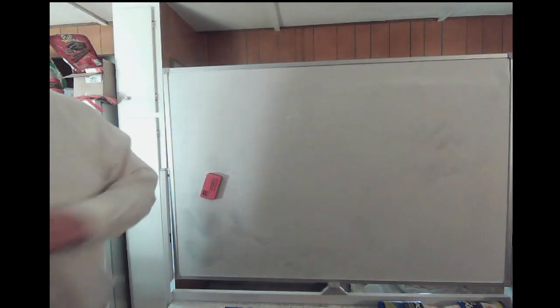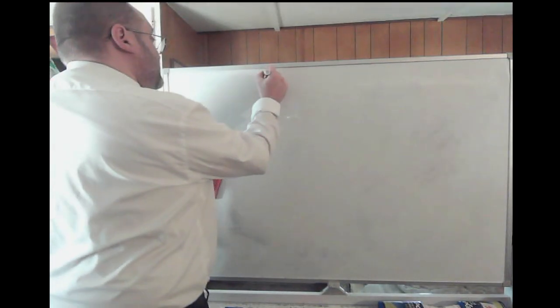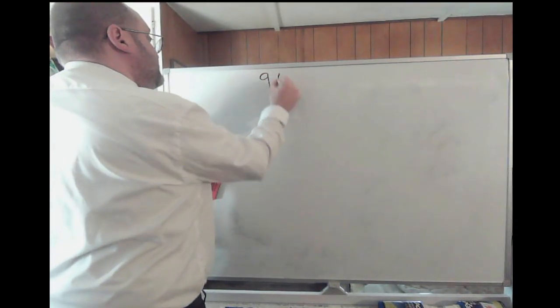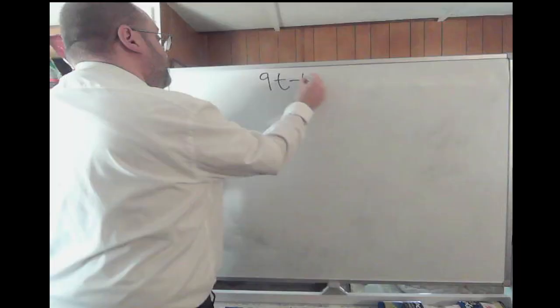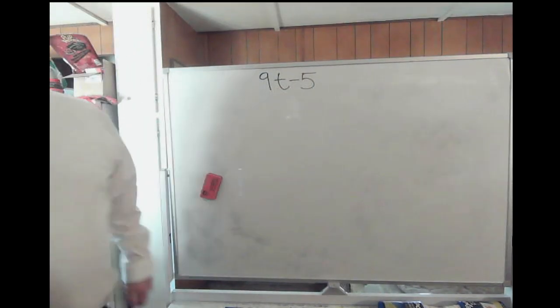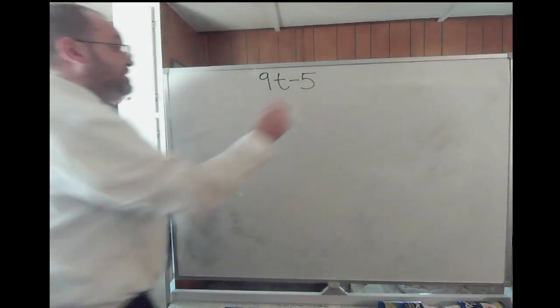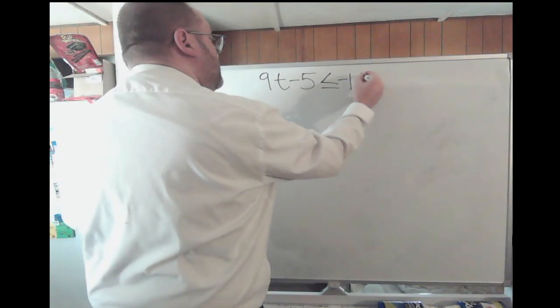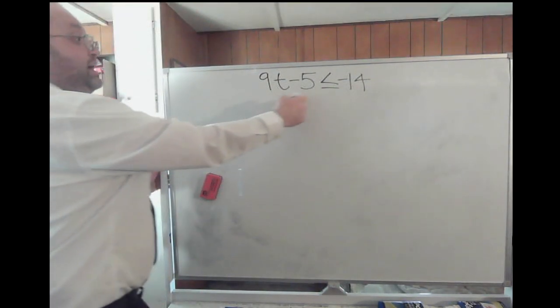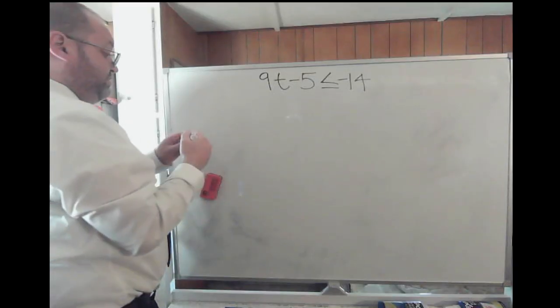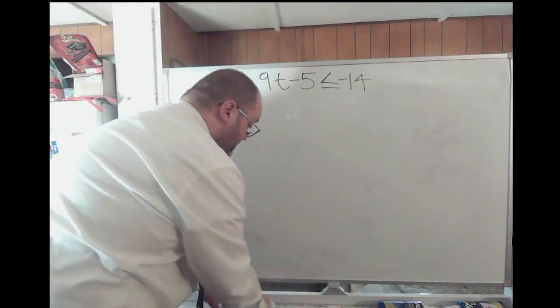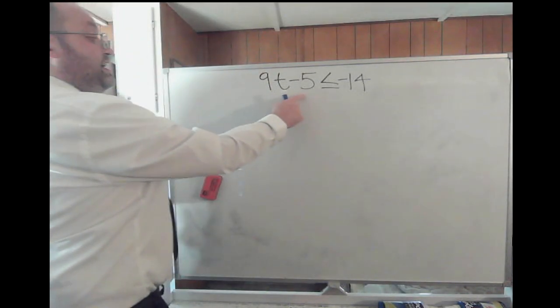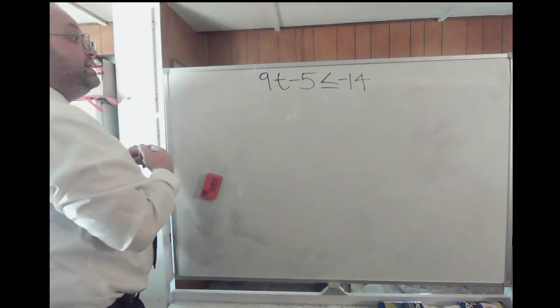Alright, what's next? We got 9t minus 5 is less than or equal to negative 14. So we have 9t minus 5 is less than or equal to negative 14. Well, we want to get that 9t by itself. We have minus 5. We need to do plus 5.